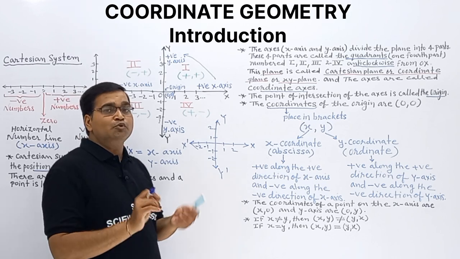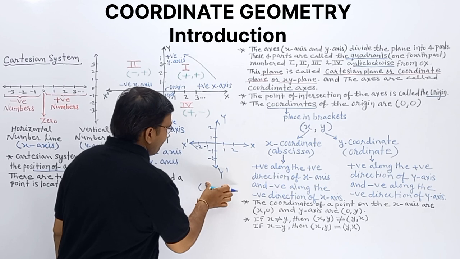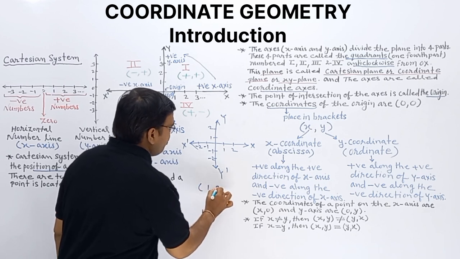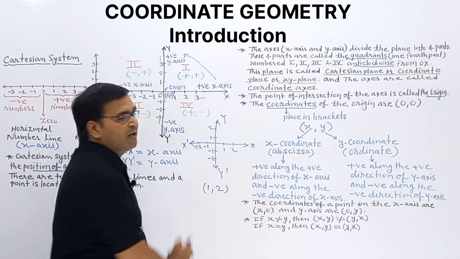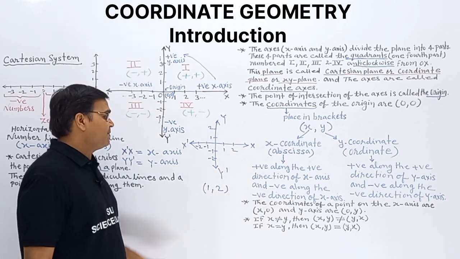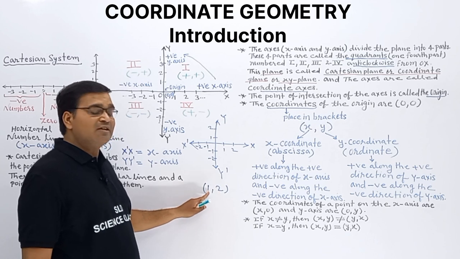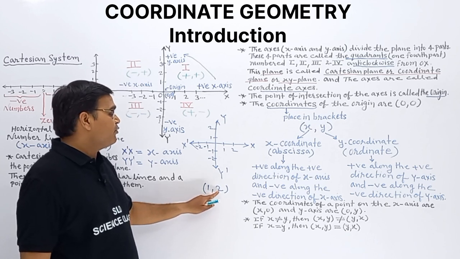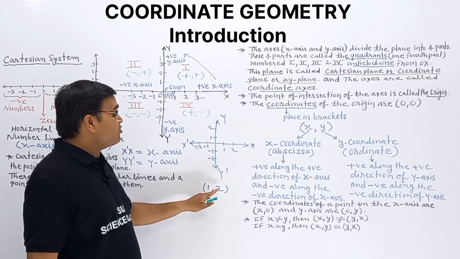Now I want to show the coordinate 1 comma 2. How will we show this one? 1 is the x coordinate, which is called the abscissa. And the y coordinate is 2. So where will we show this one?